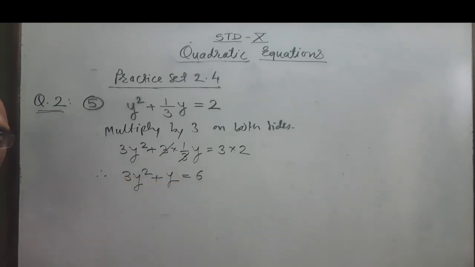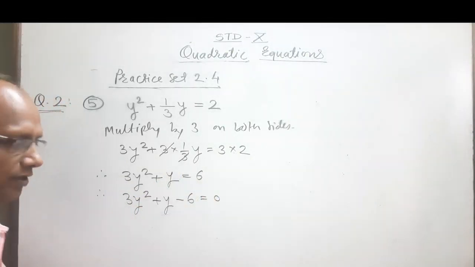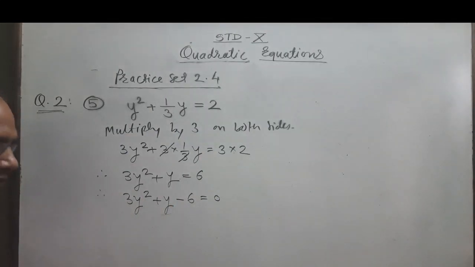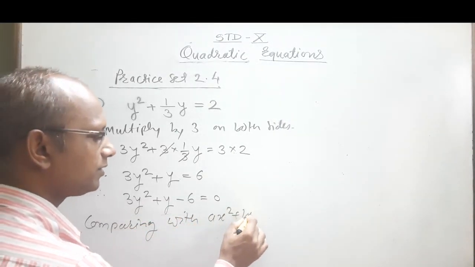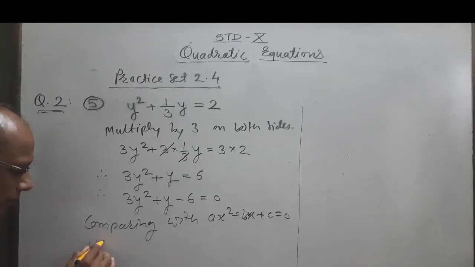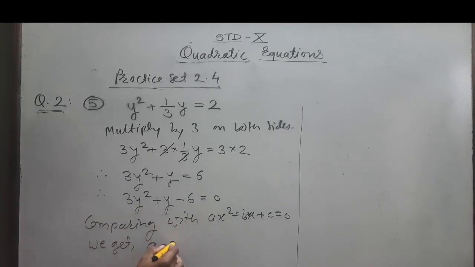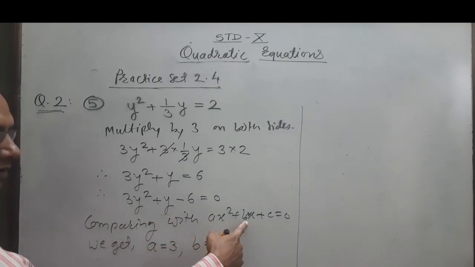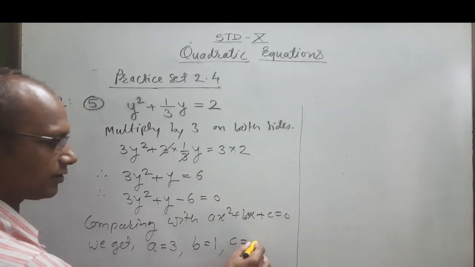Transferring 6 to this side, we will get the equation in standard form. Therefore 3y square plus y, this 6 on this side, minus 6 is equals to 0. This is our equation in standard form. So comparing with ax square plus bx plus c equals to 0, we get a equals to 3, b equals to 1, and c equals to minus 6.